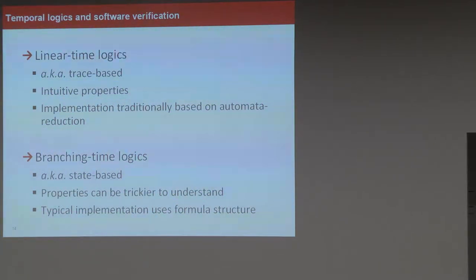Linear time logics are, in some sense, trace-based. They talk about the executions of a system, when you think about all of the runs of a system. In some sense, the properties are intuitive, but they're traditionally thought of as more difficult to prove because of the underlying techniques. Branching time logics are state-based. The properties are a little bit trickier to understand, but in some sense they're easier to prove because they're state-based. So you think about sets of states and transitions between states as opposed to sets of traces.